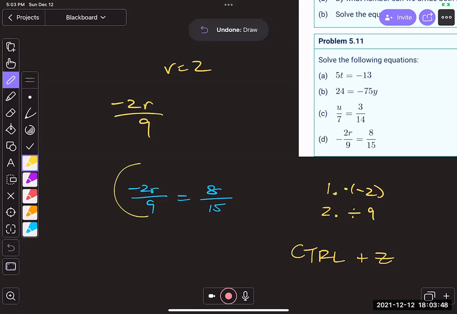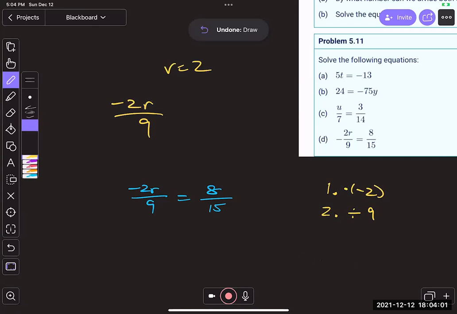So when you undo this, what do you need to undo first? Do you undo multiplying by 2 or do you undo division by 9? Division by 9. And how do you undo that? You would multiply by negative 2. You would multiply by negative 2 to undo division by 9? I don't know. You don't know? No.